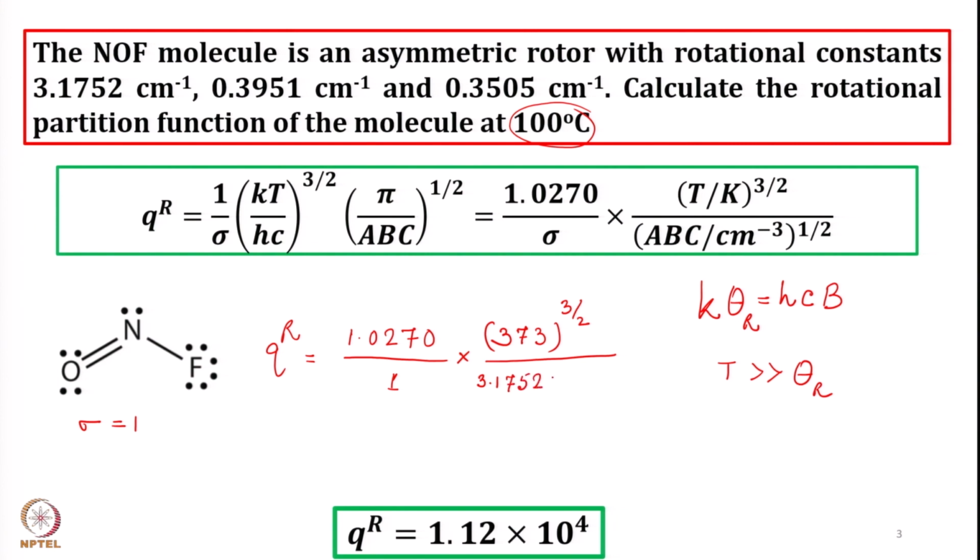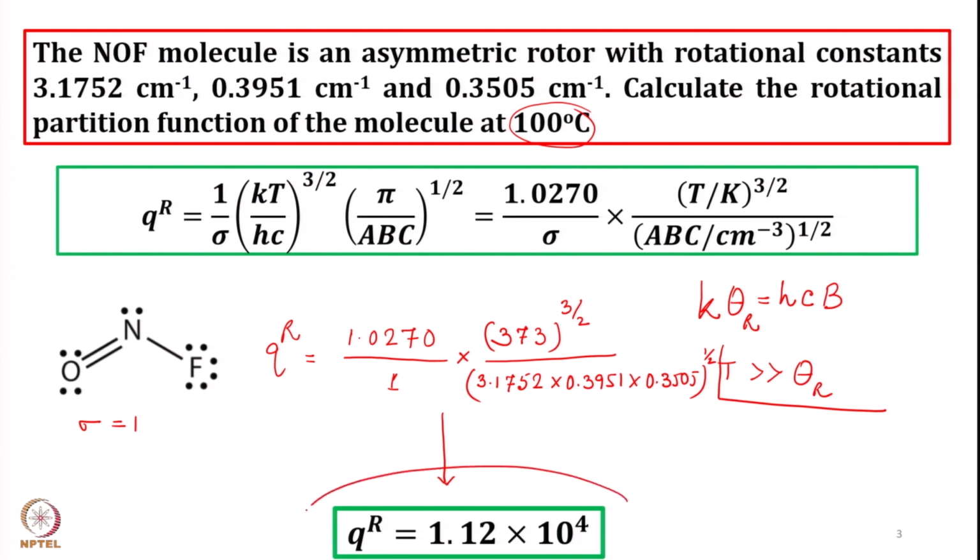you have 3.1752 into 0.3951 into 0.3505 raised to the power 1 by 2. Treat this as separate. And once you solve, you should get a value of 1.12 into 10 raised to the power 4.